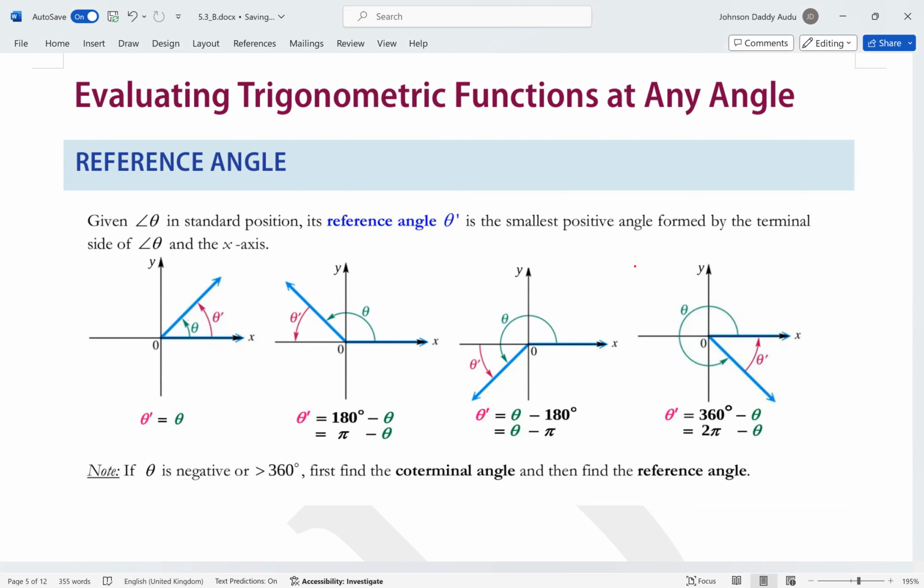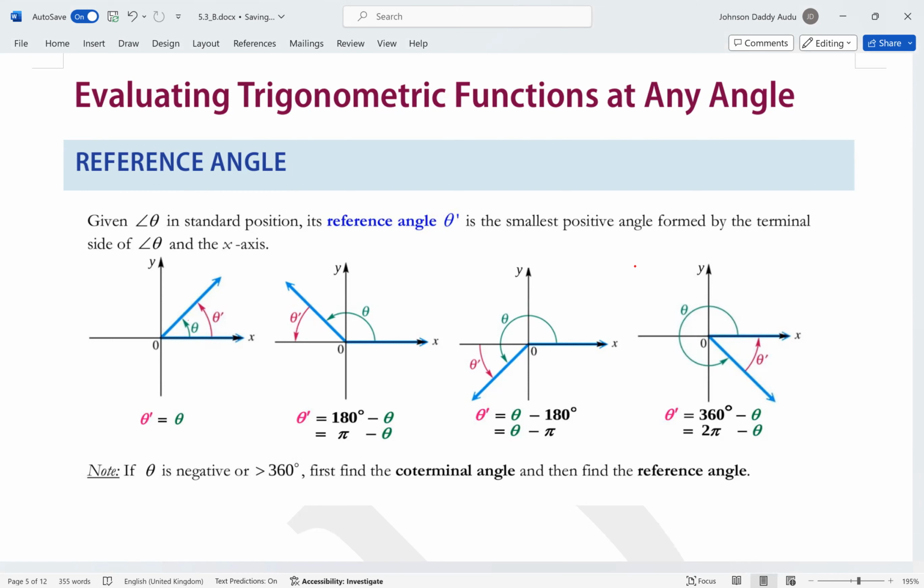But if you go to the second quadrant, the green theta here is an angle in standard position. Why is it in standard position? Because the initial side is the positive x-axis, while the vertex is also at 0, 0, the origin. But the smallest angle between the terminal side and the x-axis is what we call theta prime, right? So that is our reference angle.